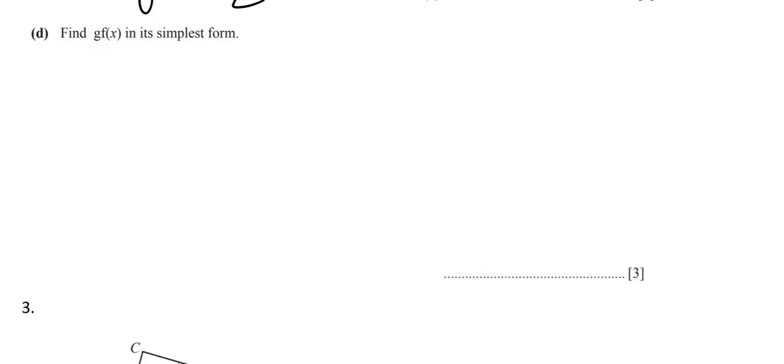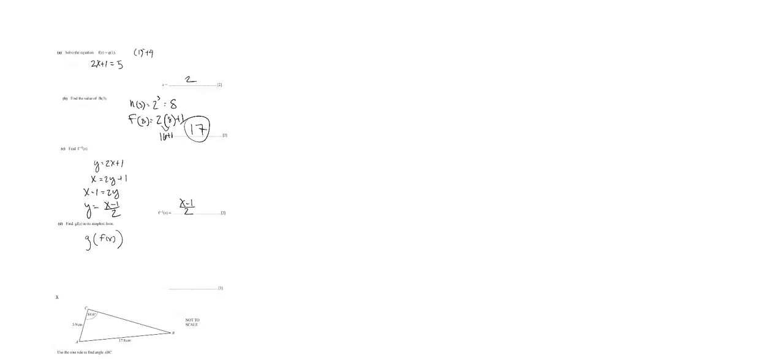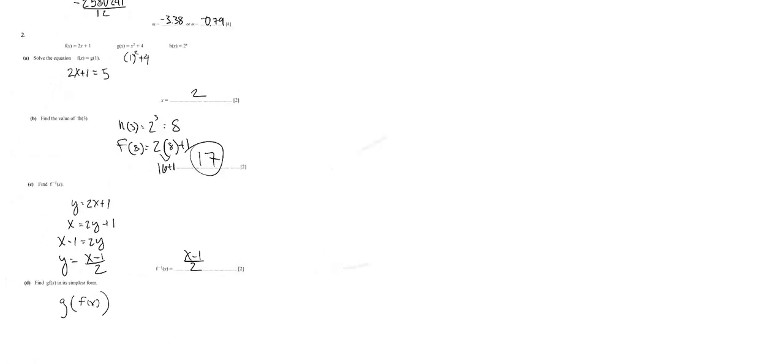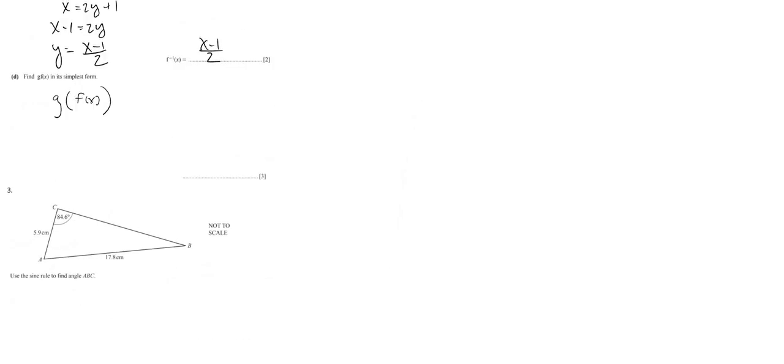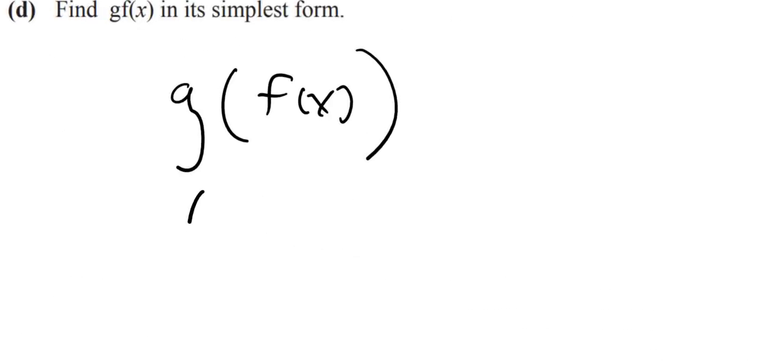Okay, g of f of x in the simplest form. So remember, if we have g of f of x, this is how we have to think about it. We'll write g first. So what do we end up having? We have x squared plus 4. So x squared plus 4 is g, and then f of x inside of g looks like this, 2x plus 1.